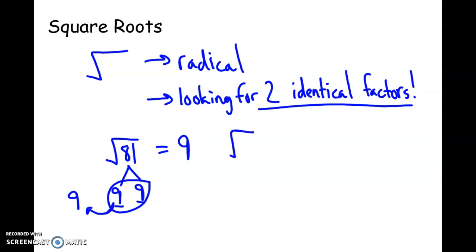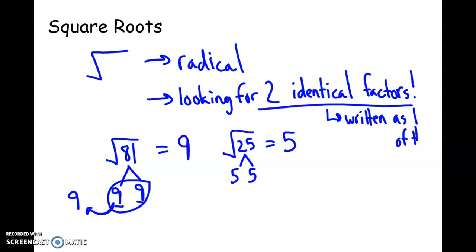We take a look at the square root of 25. We break that down. That is 5 times 5. So that will equal just 5. We're looking for two identical factors, and then it gets written as one of them. Very cool. So that's square rooting. That's all it is. So if you know perfect squares, you just undo them. That's what's going on there.